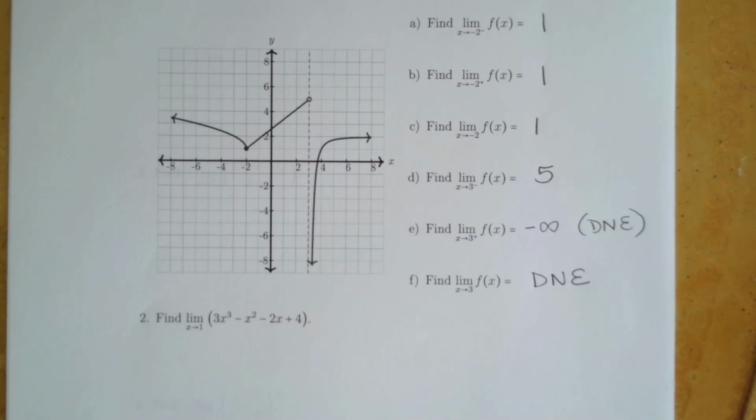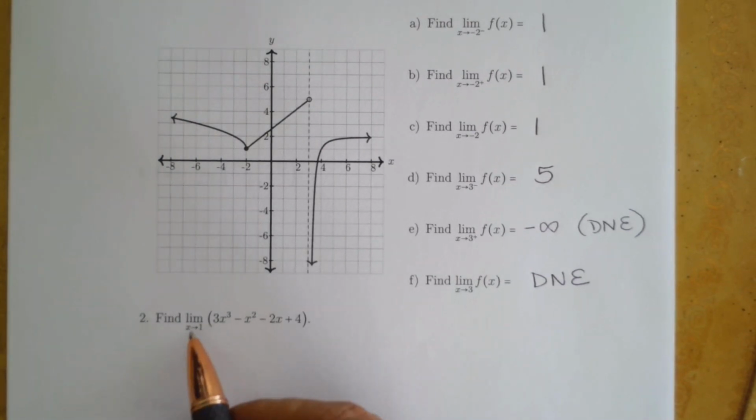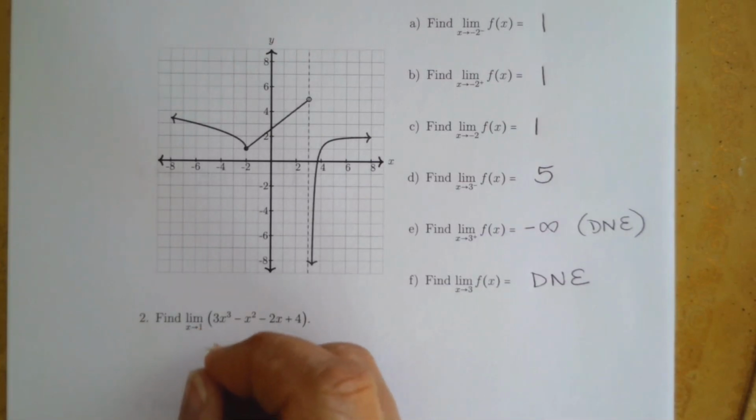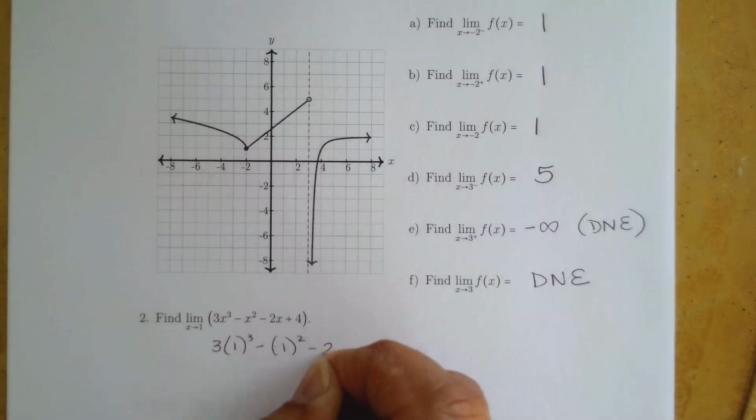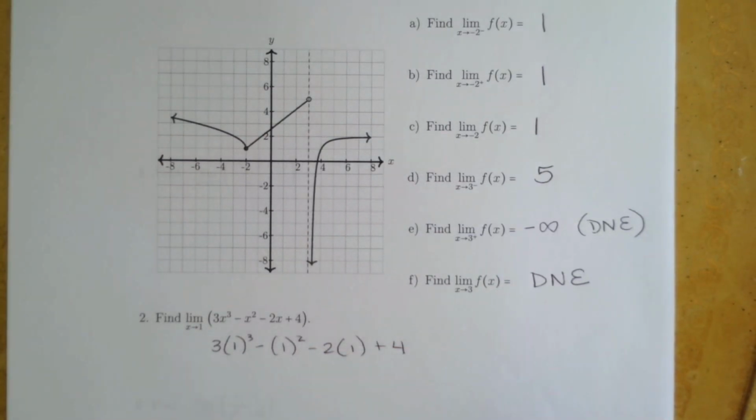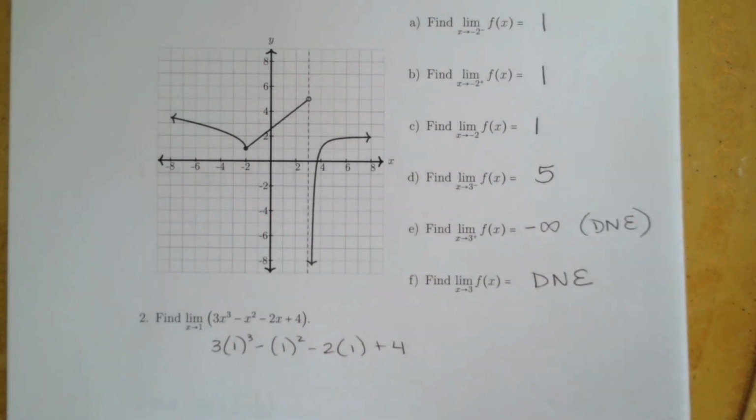All right, now number 2 is our basic rule for limits. When you're given an expression and you're asked to find the limit, always plug that number in and see if you get a value. If you get a value, that is the answer. That is the limit. So for number 2, the limit as x approaches 1 of this polynomial, 3x cubed minus x squared minus 2x plus 4, first thing I'm going to do is plug in 1. So 3 times 1 cubed minus 1 squared minus 2 times 1 plus 4. I'm going to work that out and see what I get.